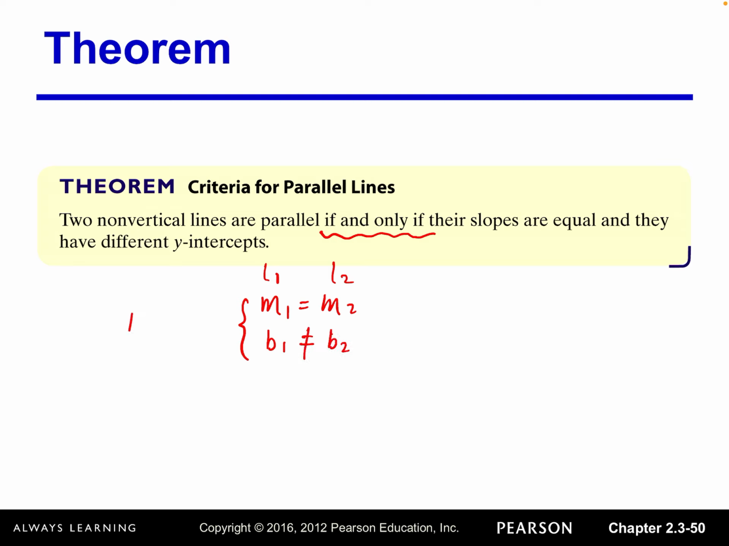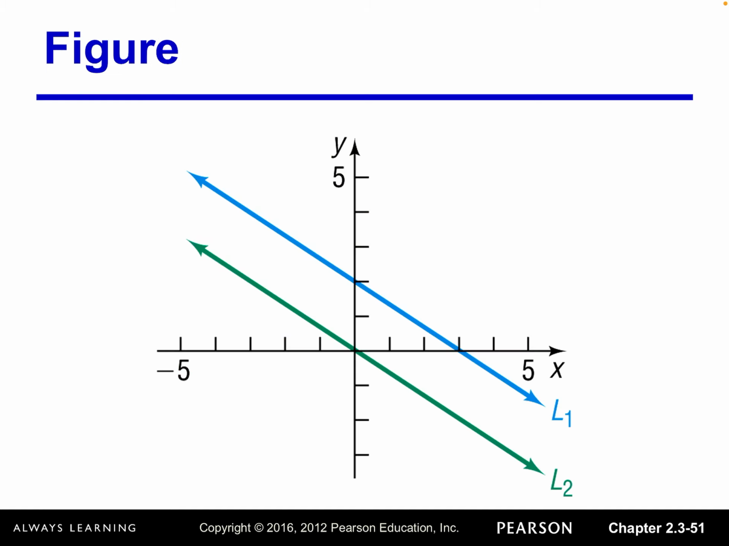So that's L1 parallel to L2. Two lines are parallel, so we just need to satisfy these two conditions. Two lines have the same slope and have different y-intercepts. So this is another graph of two parallel lines. L1 is parallel to L2. Okay, we use this symbol to represent parallel lines.